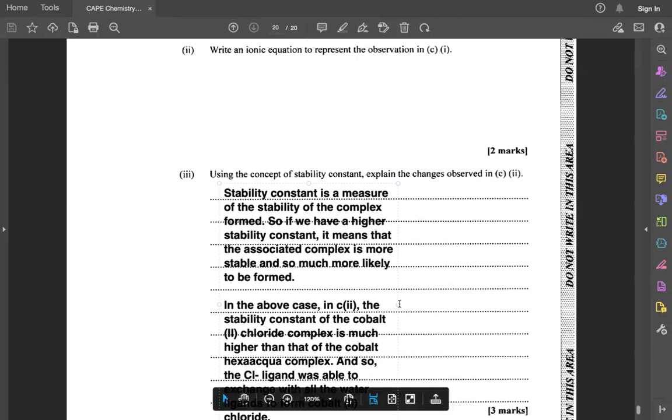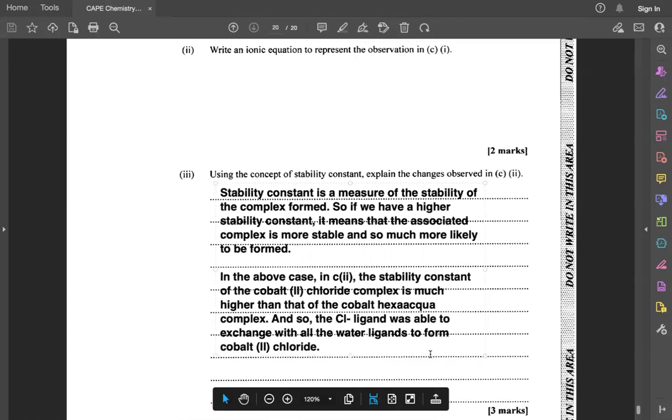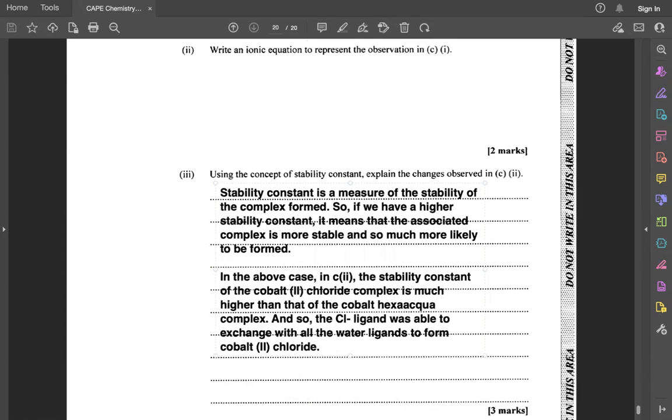Okay, so let's tie this up nicely now. So this is what we're saying. We're saying that the stability constant is a measure of the stability of the complex formed, right? So if we have a higher stability constant, it means that the complex associated with that particular high stability constant is going to be more stable and so much more likely to be formed, right? In the above case, in C part I, which is what we're talking about in this question, the stability constant of the cobalt 2 chloride complex is much higher than that of the cobalt hexaqua complex, right? So that's what we had initially in the aqueous solution.